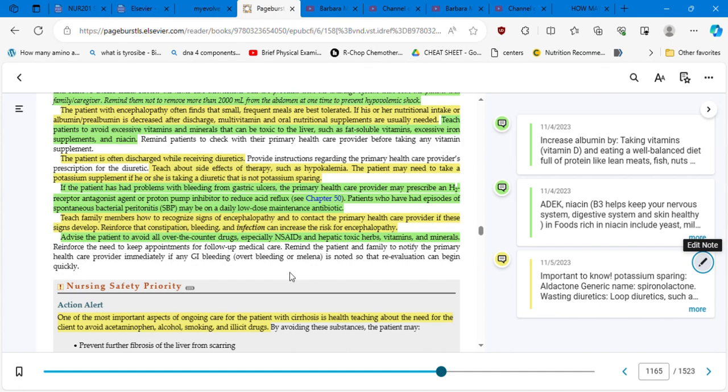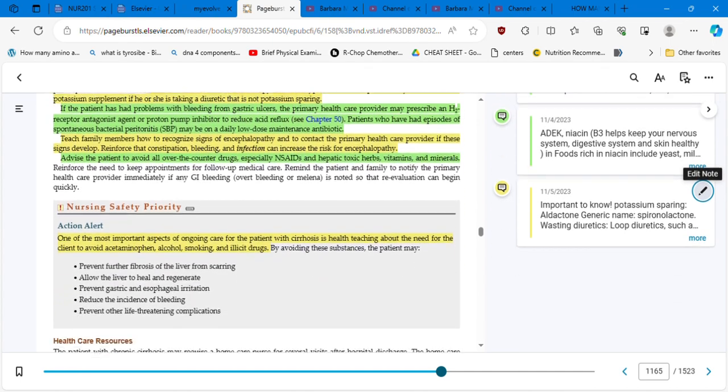Also, let the patient and the family members recognize signs of encephalopathy and contact the primary care provider. Reinforce that constipation, bleeding, and infection can increase the risk for encephalopathy. Avoid over-the-counter medications, especially NSAIDs, and hepatotoxic herbs, vitamins, and minerals. Right?